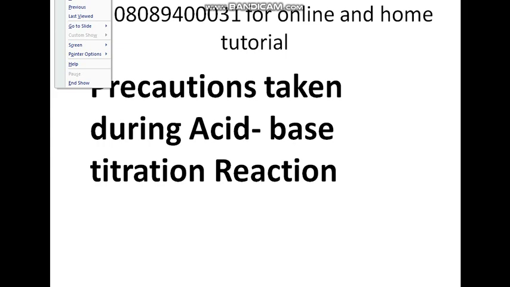Methyl red has a pH range of 4.2 to 6.3. It gives yellow color in base solution. It gives red color in acid solution. It gives orange color in neutral solution, that is at endpoint.